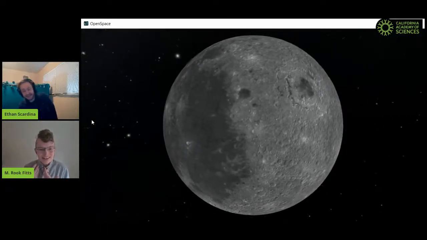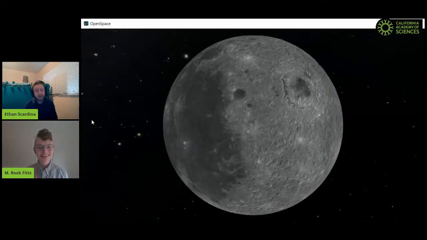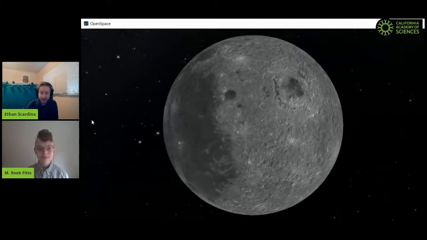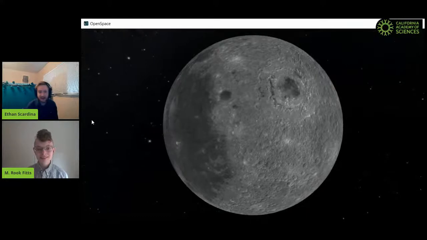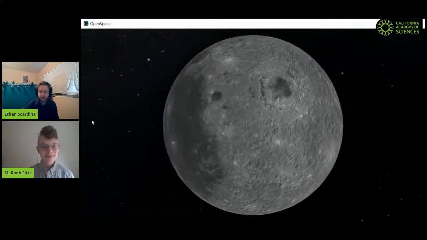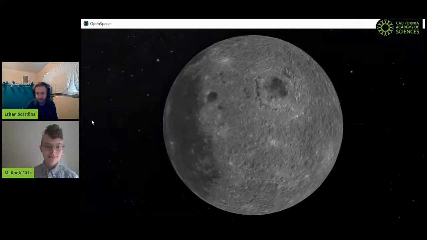And actually, OpenSpace has a very, very good moon model. So if you want to go check out the moon yourself, it is a fantastic tool to do it. You can really get a sense for the texture of it as well.